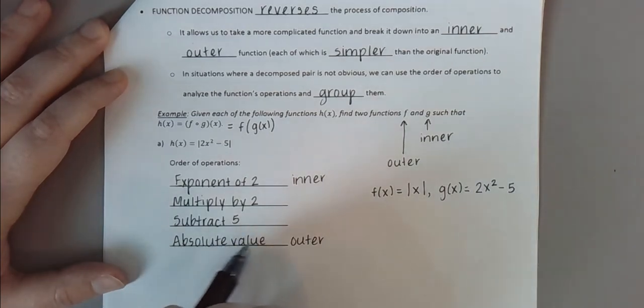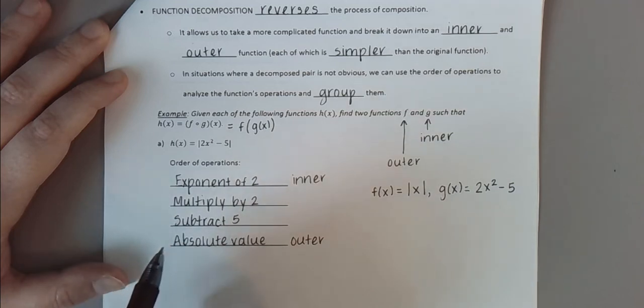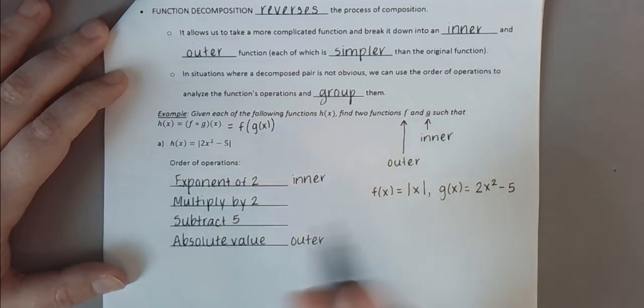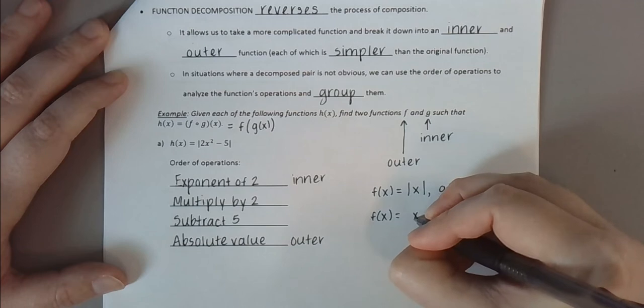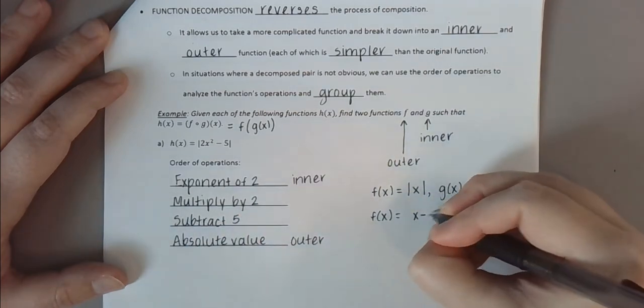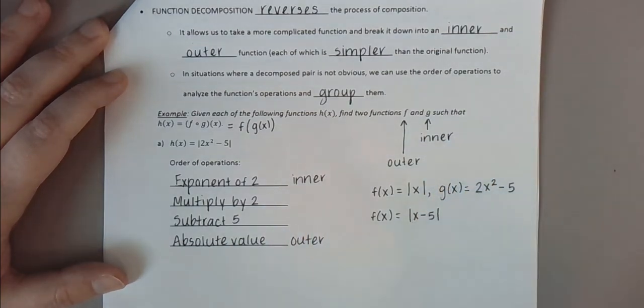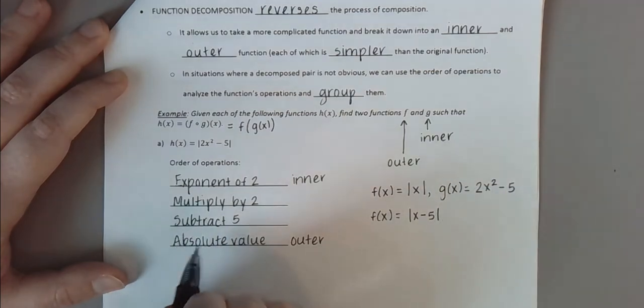Well, what if instead of just having one operation for the outer function, we used two operations? So rather than grouping it as 3 and 1, maybe group it as 2 and 2. How would that change our outer function? Well, in that case, our outer function would have a subtraction of 5 and then an absolute value. So that means our new outer function would take our input, we would subtract 5, so minus 5, and then we would take the absolute value. So that could also be considered an outer function, but notice it includes two of the operations we need.